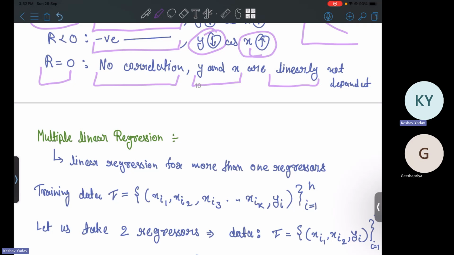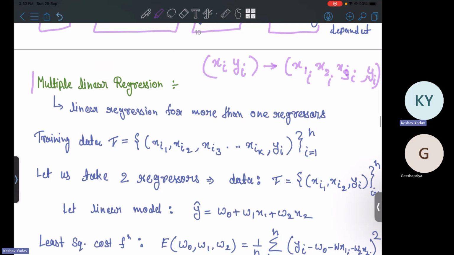Okay. So till now, what we have is Xi independent and Yi dependent. Like that, we have training data, but we can have multiple independent regressors. Means we can have multiple X1, X2, X3 kind of regressors, and corresponding Y labels or response. In that case, what can we do? We can go for multiple linear regression. In multiple linear regression, we do the linear regression for more than one regressor.